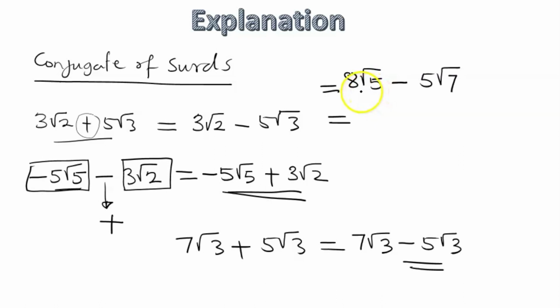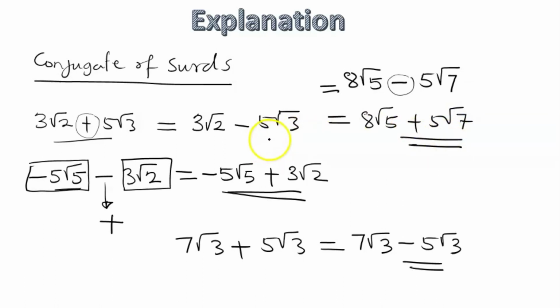Some of you, just by looking at it, can tell us the answer. That's very good. So what do we have? I just watched the sign. We are looking for the conjugate of this surd expression. So this is going to give us 8 root 5 added to 5 root 7. Good, so this is the conjugate. Conjugates are very, very important when we are dealing with surd operations.